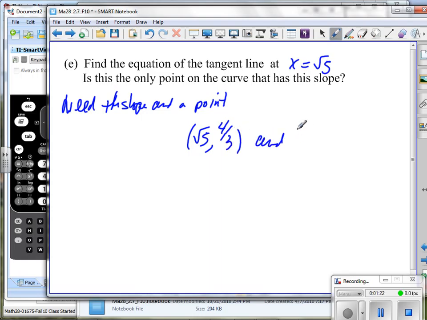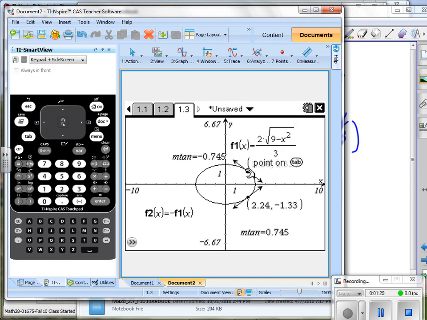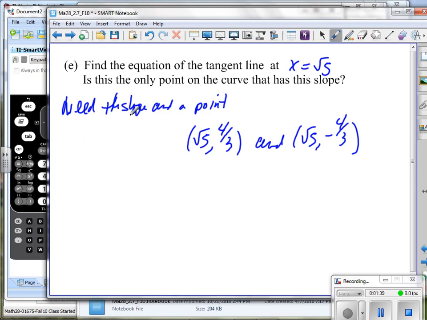And we have the point square root of 5 and negative 4/3. Let's go back and look. That's the point here. That's the square root of 5 and 4/3, and down here negative 4/3. Okay. Slope. Now, if we're going to define the equation of the tangent line at this point, we need to know what the slope is that matches this point.